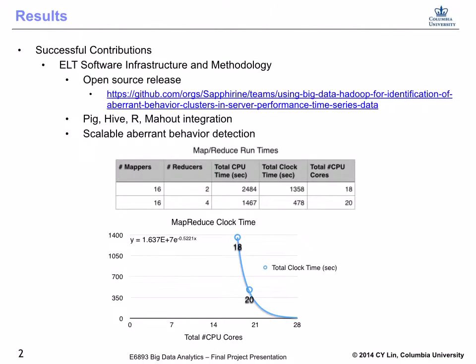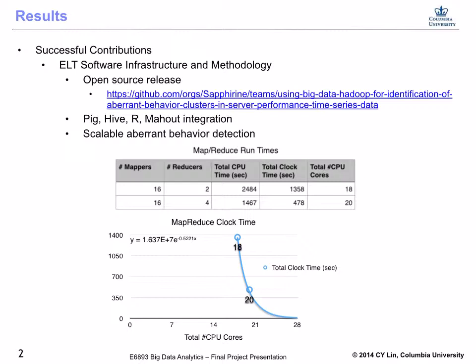The results, the main successful contribution was the ELT software infrastructure methodology, basically the data wrangling of this project for big data implementation with Hadoop. Released open source in the GitHub archive there. The Pig transform of the Inmon data into Hive tables, using the Hive tables with R and Mahout integration, and having a scalable solution for this aberrant behavior detection with 2,030 servers.